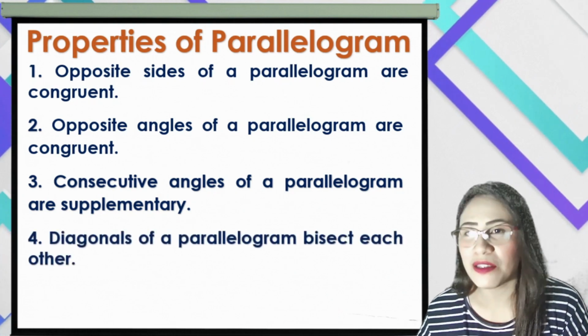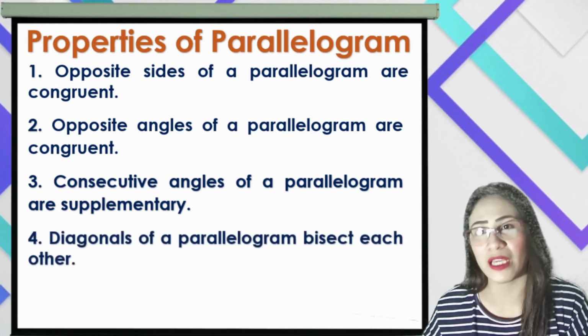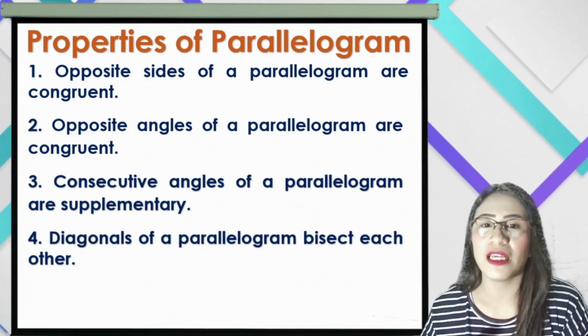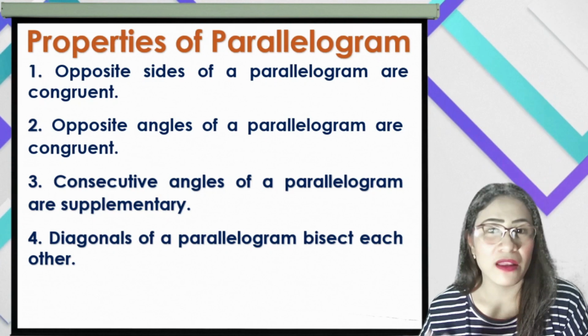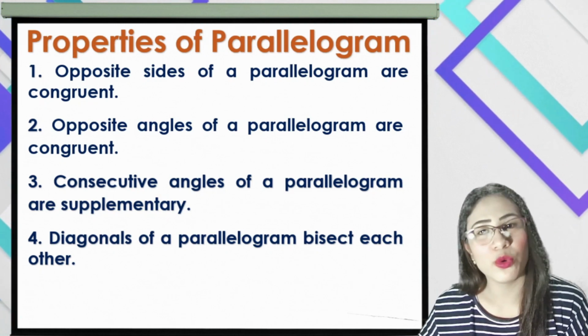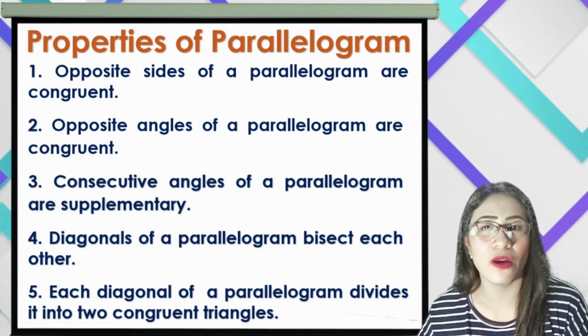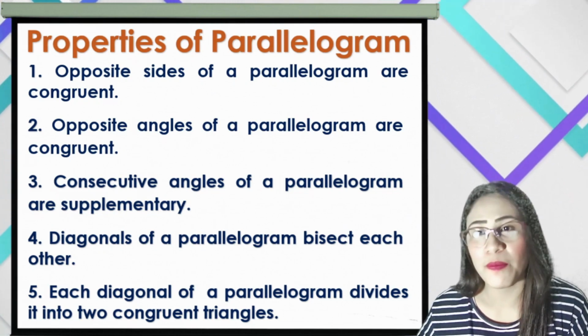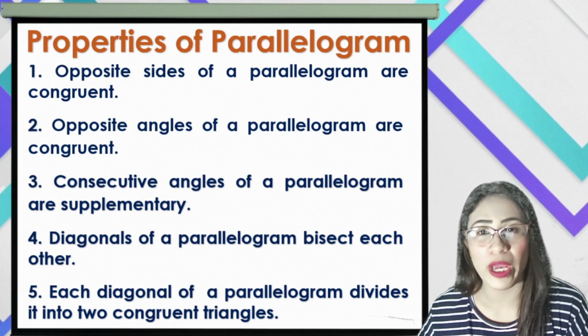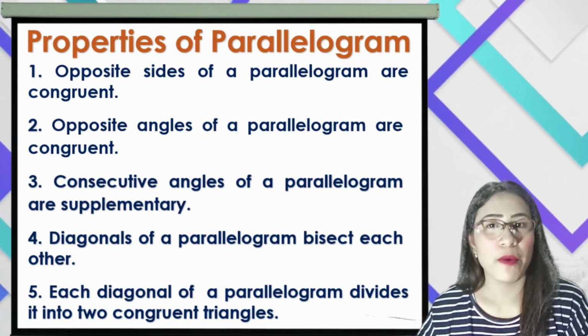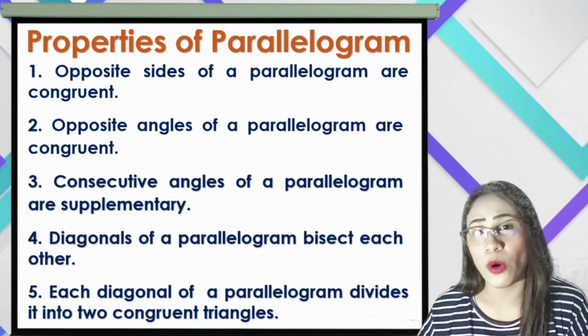Next, diagonals of a parallelogram bisect each other. When we say bisect, it divides the segment or angle into two congruent measurements. Next, each diagonal of a parallelogram divides it into two congruent triangles. So, these are the 5 properties of a parallelogram.